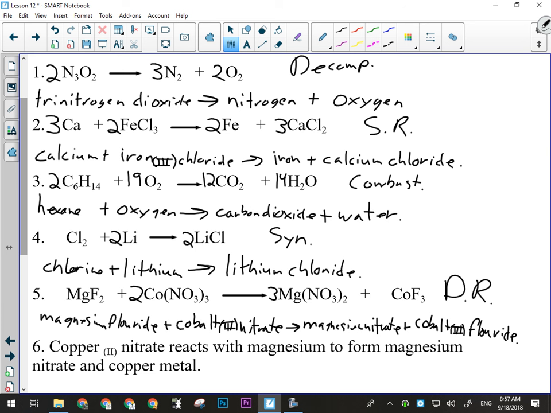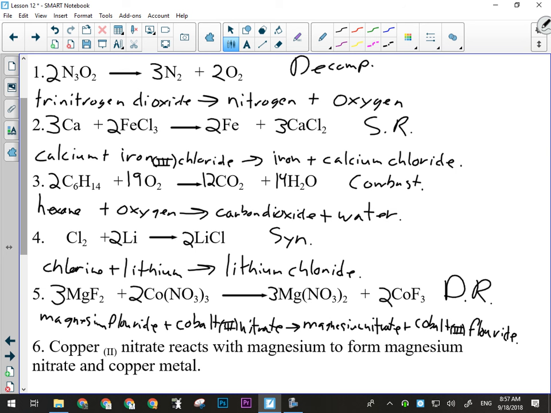When I put that 2 here, though, it then gives me 2 cobalts. So I need to go over here and make sure I have 2 cobalts. That gives me 6 fluorines. So I've got to go back over here and make sure I have 6 fluorines, and that 3 happens to make my magnesium balance. So I know I did it right.